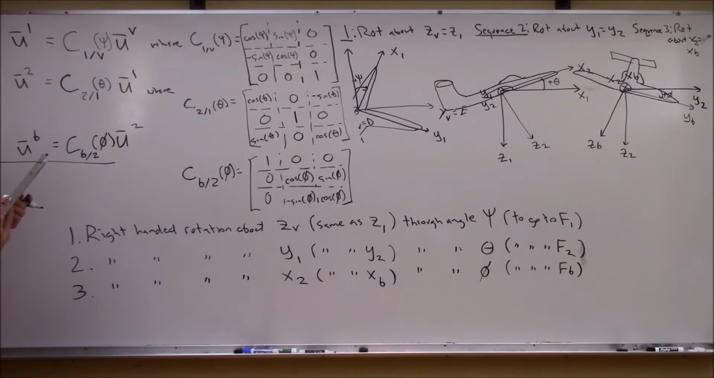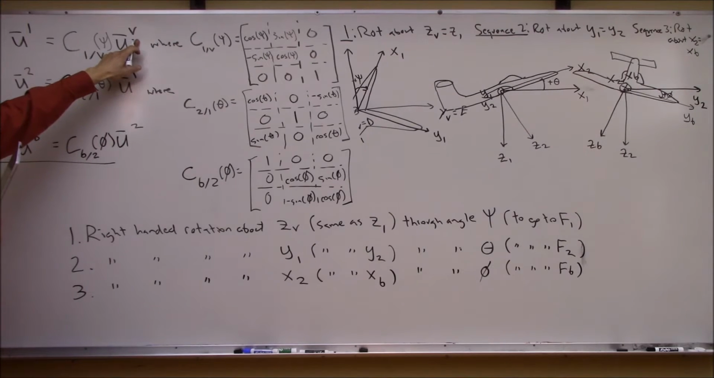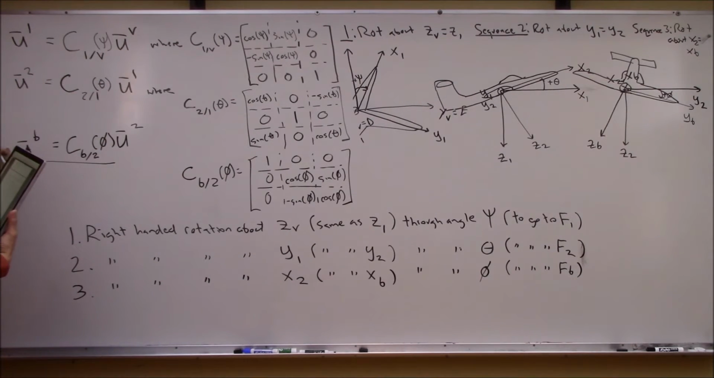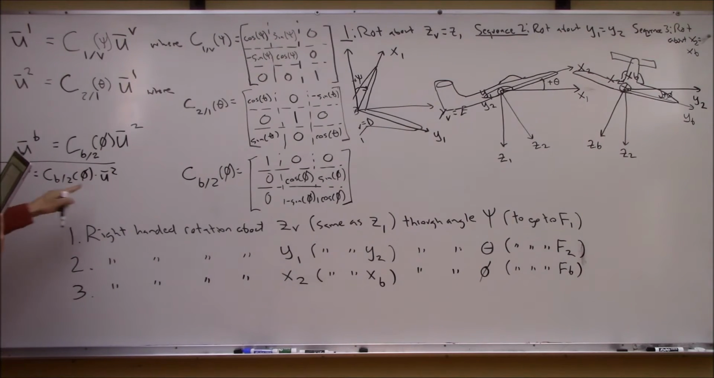What I want to do is see if we can now get an expression which takes us from our original starting frame, which is the vehicle carrying northeast down frame, all the way to a vector expressed in the body frame. So let's just start with this equation. It says UB is equal to CB2 of phi times U2. And what is U2?